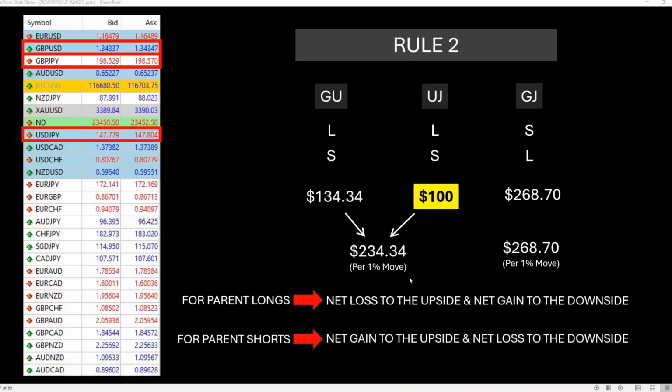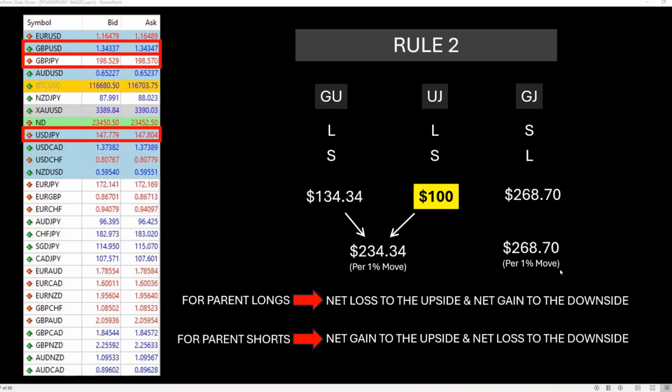But what about on the other side? Because don't forget, we have open positions in all 3. They are all open positions in the market. So although this is making $234.34 US dollars per every 1% move to the upside, this is losing $268.7 US dollars per every 1% move to the upside. Let's say this makes $234 to the upside, with a 1% move, but this has lost 268.